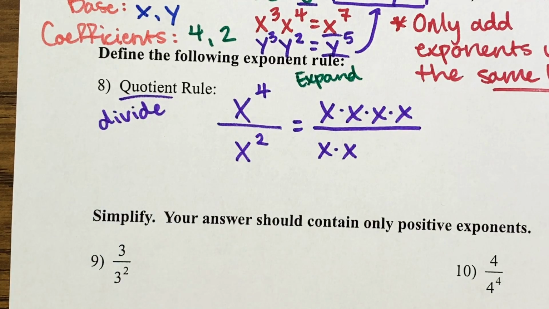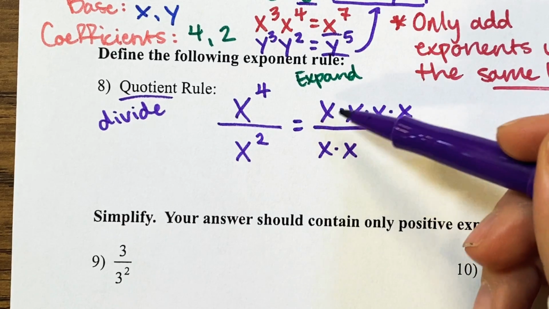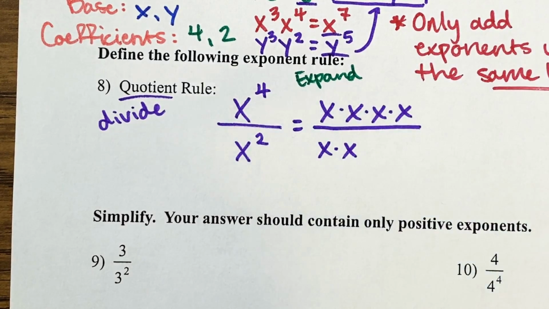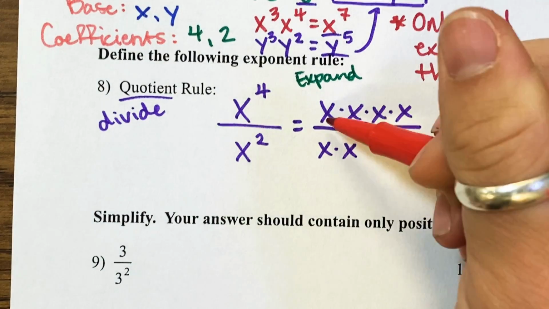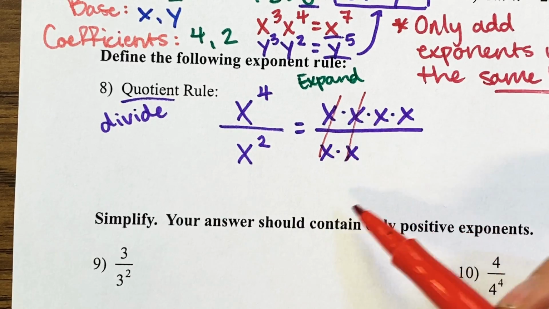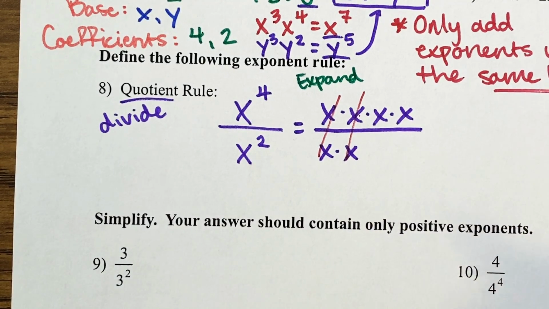Okay, so here's what happens. In math, whenever you have things that are being divided and there's the same thing on top and bottom, guess what happens? They cancel out. So we can take that X that is on top and bottom, and that X that is on top and bottom. They cancel out.